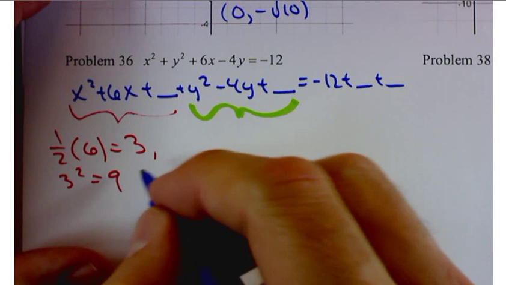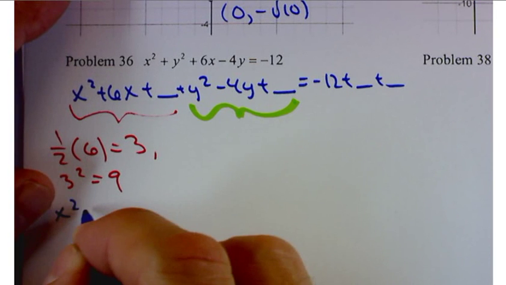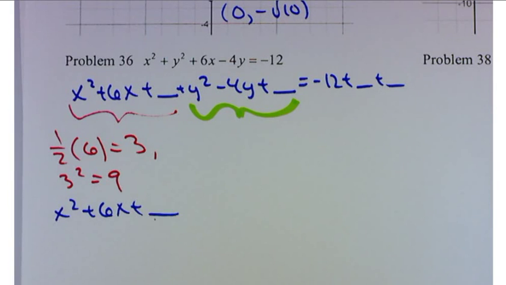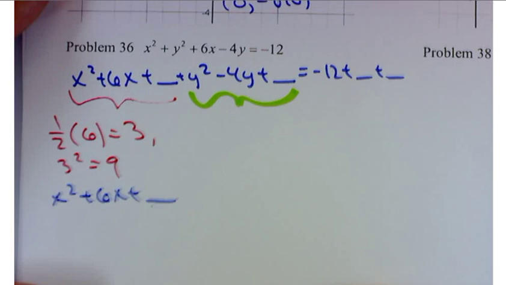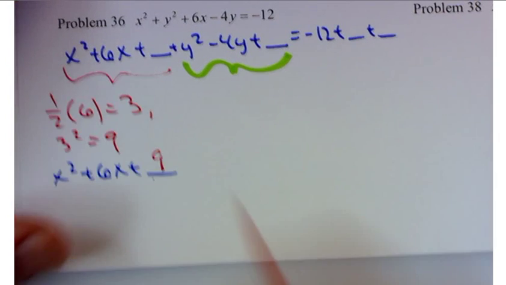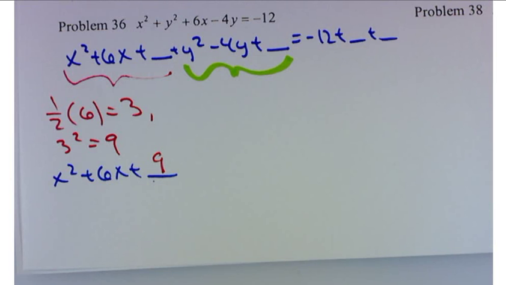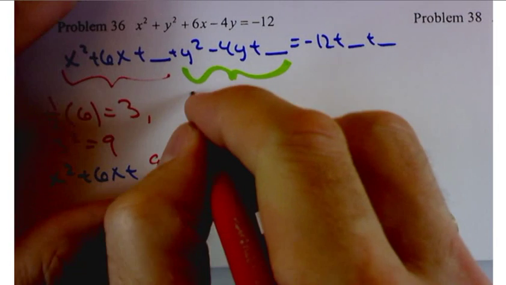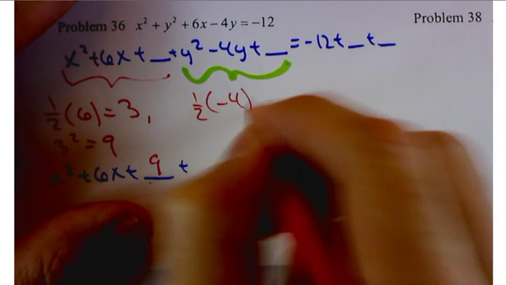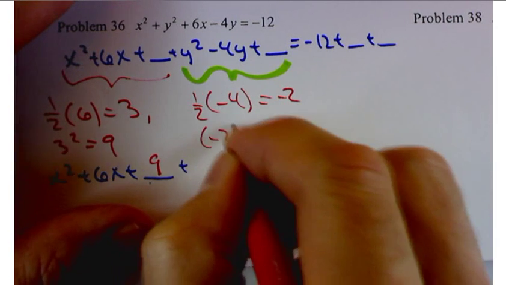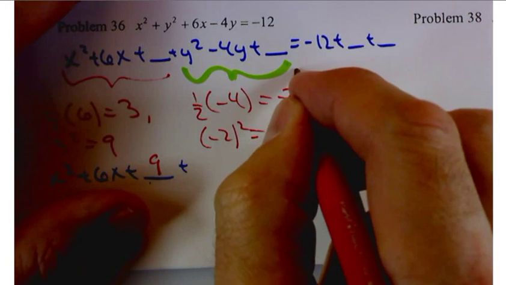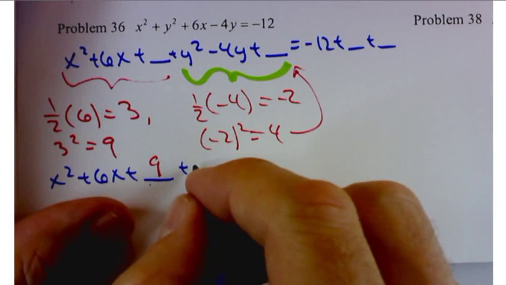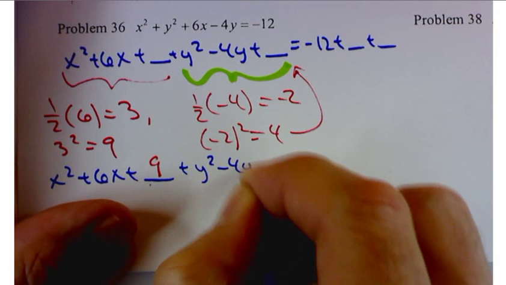All right. So I'll write x squared plus 6x plus 9. Let's put a 9 in like that. Do the same thing for the y's. So for the y's, take half of the middle coefficient. Half of negative 4 is negative 2. Negative 2 squared is 4. So that 4 is going to help us complete the square. So plus y squared minus 4y plus 4.